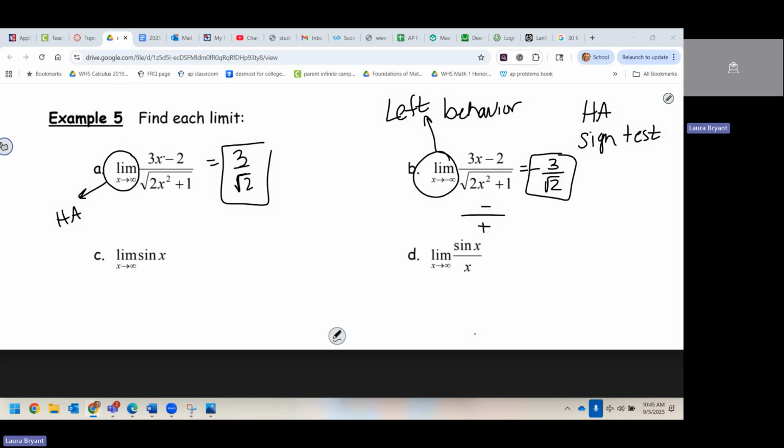So left-hand end behavior, you do the same way. You just also do a sign test at the end. It wouldn't hurt to do a sign test on every single problem if you wanted to, but you don't need to unless it's left-hand end behavior. Allie, question?